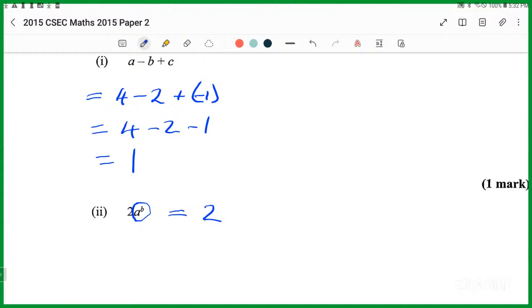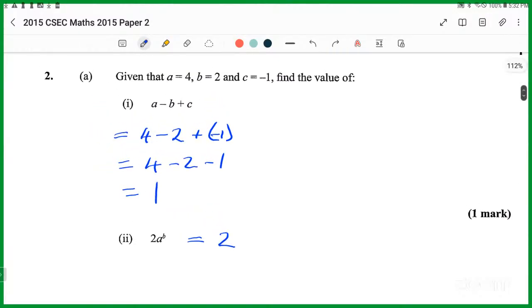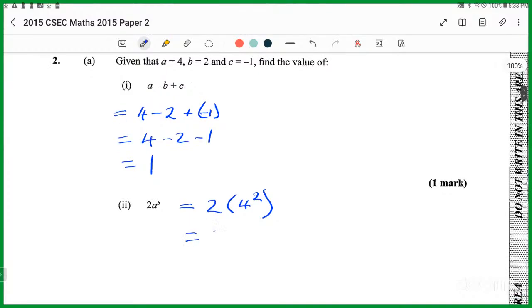You cannot go multiplying the 2 times the a, because the a is under this power. The a is under the power of b, so you have to work out the a to the b first, right? The a right now is 4, as we said. So it's 2 times 4 raised to the power of b, and the b is 2. So that is 2 times a to the power of b. I have to work out this part first, as I said. That's 4 squared is 16, so it becomes 2 times 16. 2 times 16 is 32. And so the answer right there is 32.